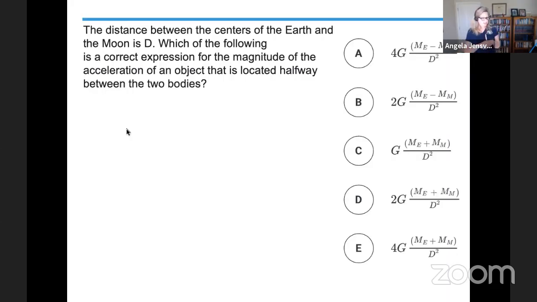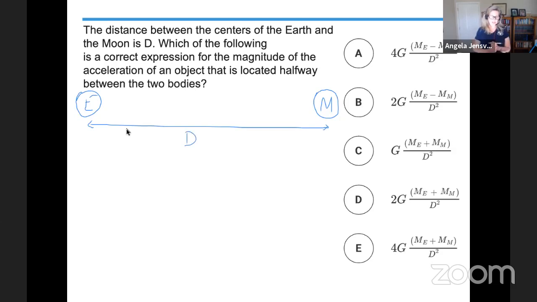Okay, let's take a look at this problem I gave you for homework on Friday. This is an old AP multiple choice question. You have the Earth and the Moon, not drawn to scale, and the distance between their centers is d. It's asking for the acceleration of an object, let's call it object x, that's halfway between them. So we've got our sketch, so let's do a force diagram.